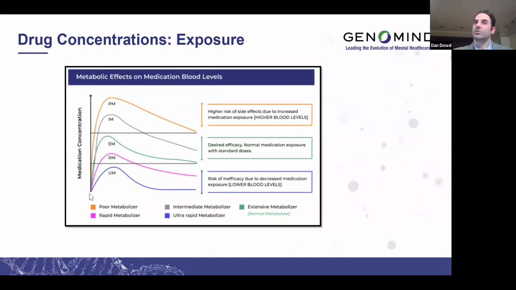On the other end of the spectrum, ultra rapid metabolizers are more likely to be below the therapeutic window, or subtherapeutic. So the goal here is to know this information ahead of time and then dose adjust accordingly to try to maintain your patients in the therapeutic window.